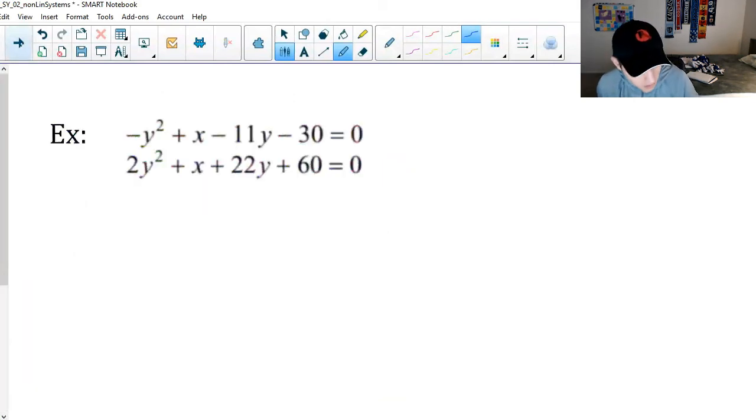Okay, let's do one more. Today, at least. Negative y squared plus x minus 11y minus 30 equals 0. 2y squared plus x plus 22y plus 60 equals 0. All right. We can make a choice here whether we want to try to eliminate the x's or eliminate the y's. All right, just like usual.